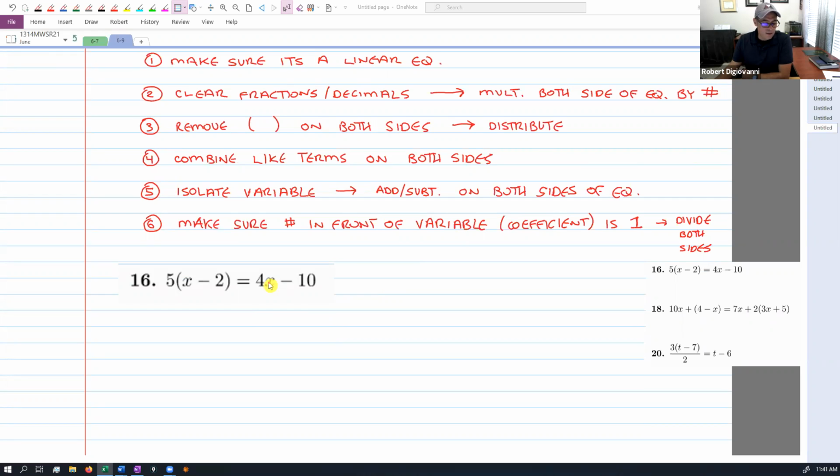Now, Elisa, look at step 2. Clear the fractions or decimals. Elisa, do you see any fractions or decimals? No. No, so we're just going to skip that step, right? Okay, I'm going to stick with you on this. How about the next step, 3? Remove the parentheses on both sides, and to do that, we distribute. Do you know what that means? Because we do have a parenthesis.